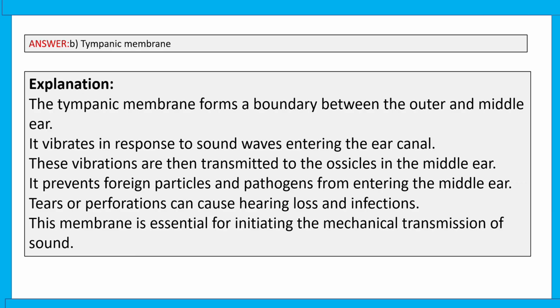The tympanic membrane forms a boundary between the outer and middle ear. It vibrates in response to sound waves entering the ear canal. These vibrations are then transmitted to the ossicles in the middle ear. It prevents foreign particles and pathogens from entering the middle ear. Tears or perforations can cause hearing loss and infections. This membrane is essential for initiating mechanical transmission of sounds.